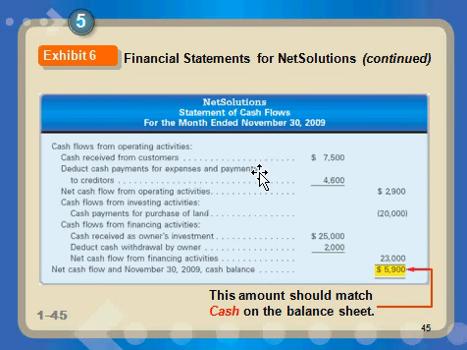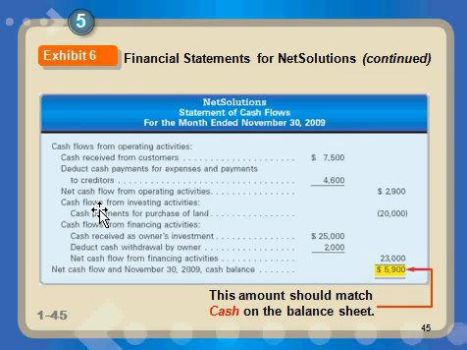From operations, we had cash inflows from customers, $7,500, and then we have to deduct the cash payments for expenses and payments to creditors. So we had expenses of $3,650, and then we paid our accounts payable down by $950. So we add those two together, and we get $4,600. So we netted cash of $2,900 from operations. But remember, his net income was actually $3,050. So there is a difference there, and it's because of that accounts payable.